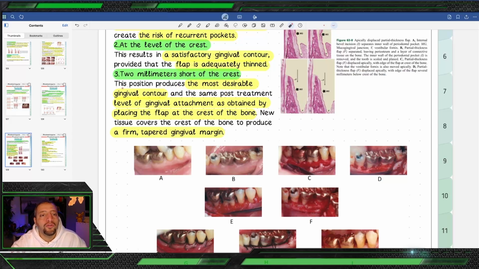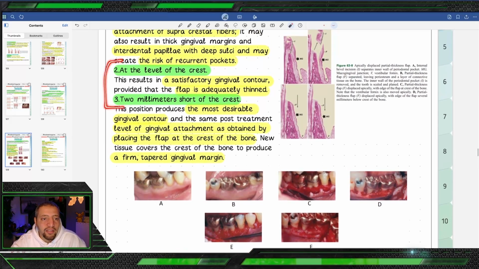2 mm short of the crest, this position produces the most desirable gingival contour, and the same post-treatment level of the gingival attachment as obtained by placing the flap at the crest of the bone. So this technique and this technique will have the same result at the end. But this one is the most desirable because it increases the level of attached gingiva. New tissue covers the crest of the bone to produce a firm, tapered gingival margin.